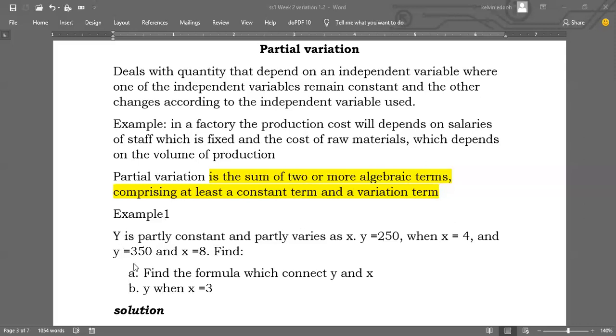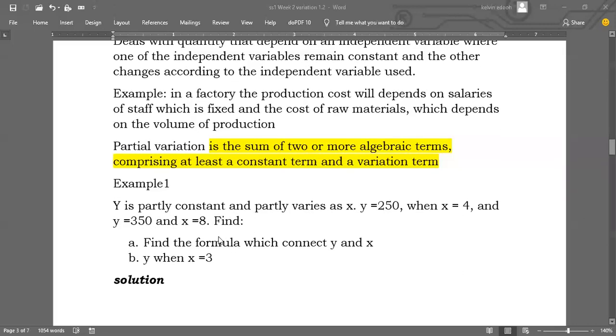So let's look at this example. We are told that y is partly constant and partly varies as x. We are told y is 250 when x is 4, and y is 350 when x is 8. You see that? Now this will enable us to get the two equations. The first pair will give us one equation. The second pair will give us the second equation. Now we're asked to find the formula which connects y and x. We're asked to find y when x is equal to 3.